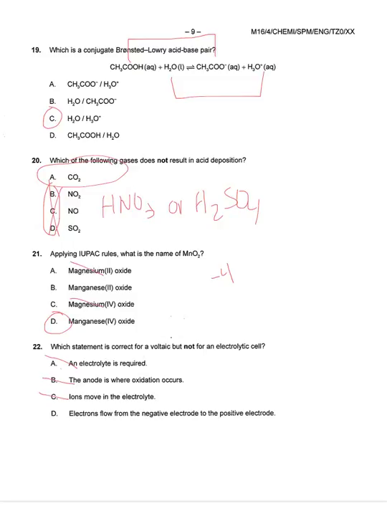Electrons flow from the negative electrode to the positive electrode. That is true for a voltaic, but it's different for an electrolytic because the power source is pushing electrons toward the negative cathode, versus in the voltaic cell where the electrons flow from the negative to the positive as a result of the redox reaction.